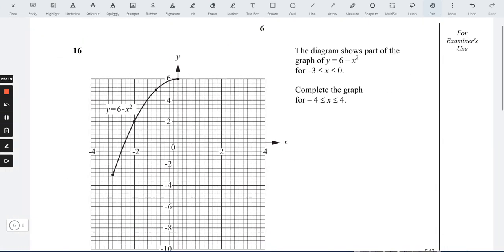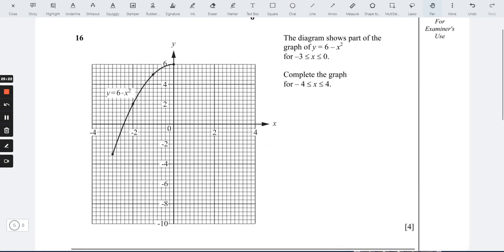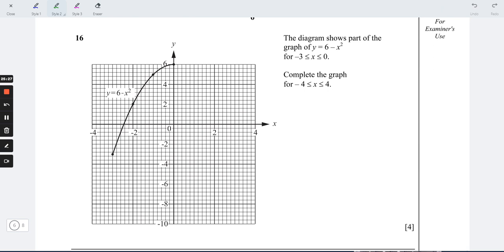Now question 16 here. In question 16, it's about graphing and plots. The diagram shows part of the graph of y equals 6 minus x squared for x greater than or equal to minus 3 and less than or equal to 0. Complete the graph. So here our target is to complete the graph for x greater than or equal to minus 4, less than or equal to 4. Here we have 4, here we have minus 4, this is our interval.